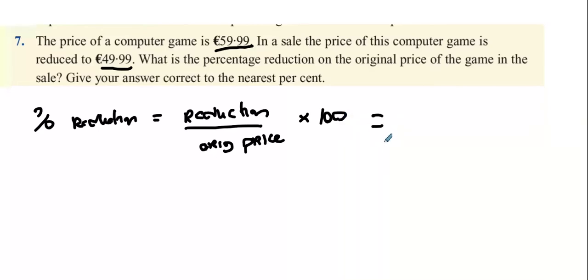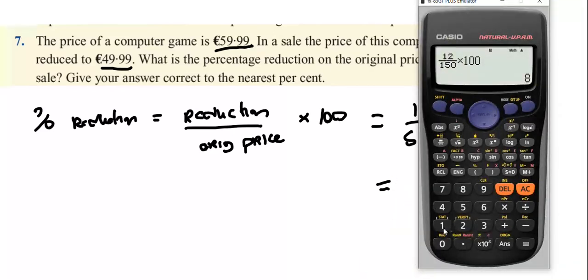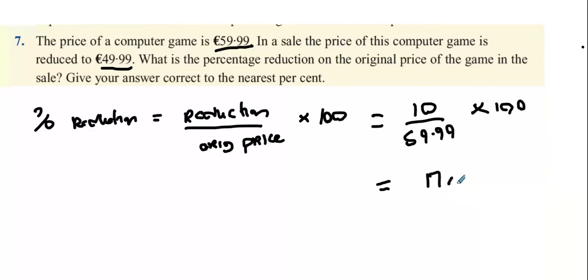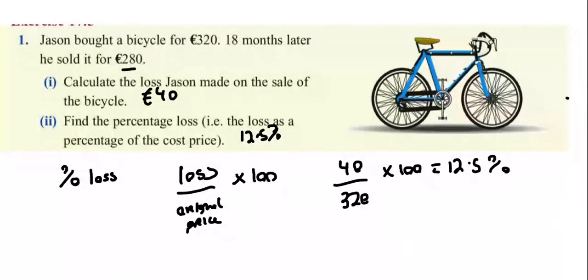Okay, and what we get here is your reduction is €10. Your original price is 59.99, and you multiply that by 100 on the original price. So 10 divided by 59.99 multiplied by 100, 16.67%, or 17% to the nearest percentage. Okay. So what we've done, 1, 2, 3.